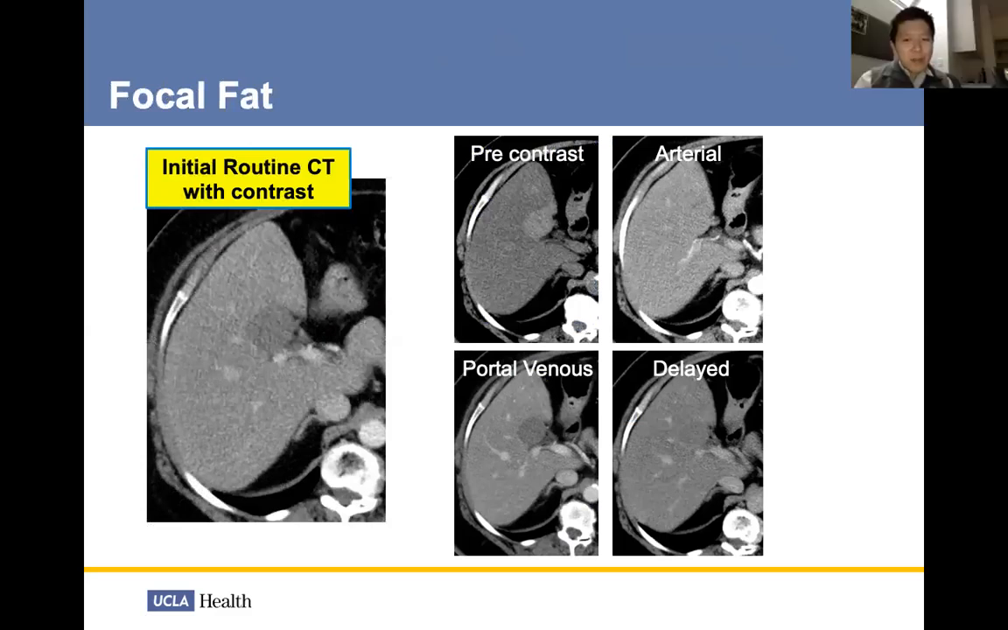So focal fatty sparing. Okay, what I originally had it. Just thrown off here. All right.